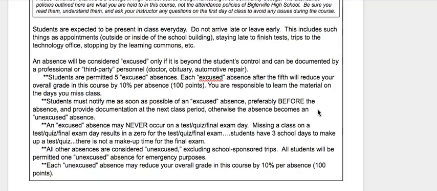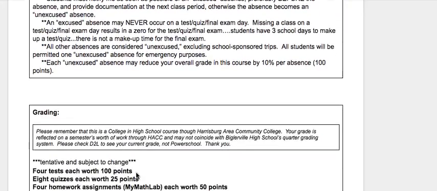An excused absence may never occur on the day of a test, quiz, or final exam. Missing a class on a test, quiz, or final exam day results in a 0 for the test, quiz, or final exam. Then students have 3 school days to make up a test or a quiz. There is not a makeup time for the final exam. All other absences are considered unexcused, excluding school-sponsored trips. All students will be permitted 1 unexcused absence for emergency purposes. Each unexcused absence may reduce your overall grade in this course by 10% per absence.